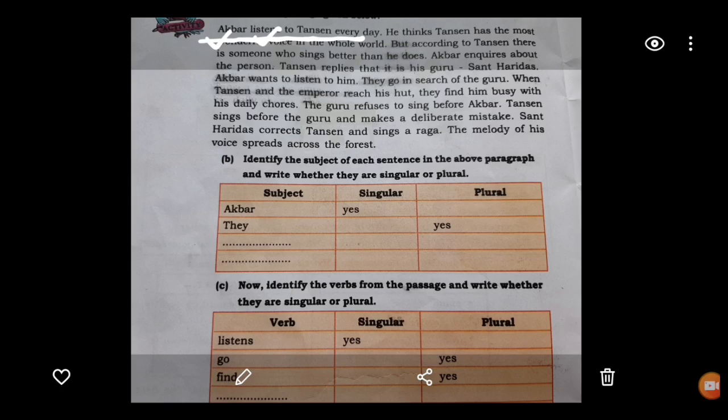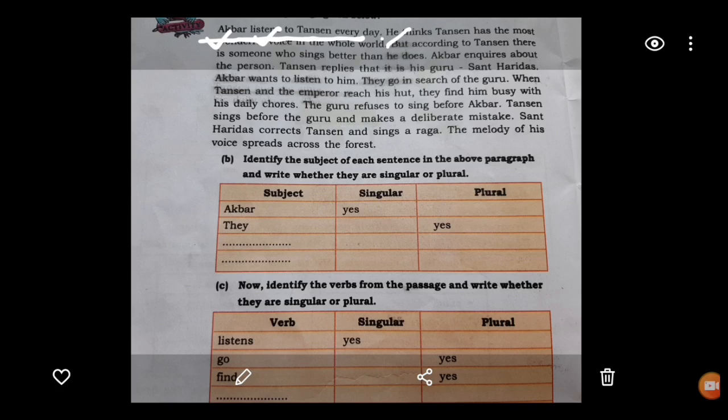Look at the second sentence. He thinks Tanzan has the most wonderful voice in the whole world. He thinks. Here, not think, thinks. S vanu. Why? Now look at the subject. Which is the subject? Who is doing that activity? A verb ആരാ ചെയ്യുന്നത്? He എന്ന ആളാണ് അല്ലേ? He. Now he is singular. So we use s.